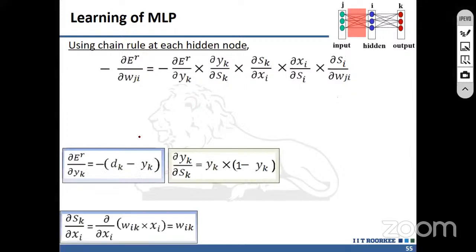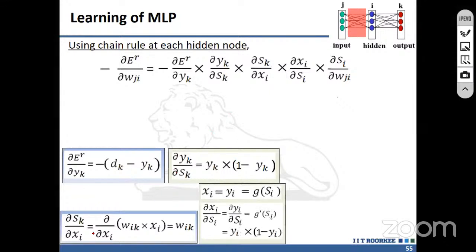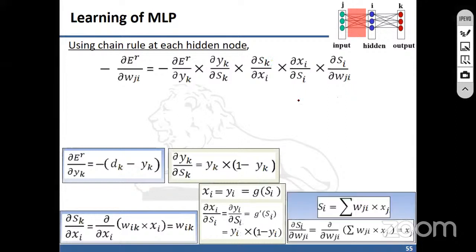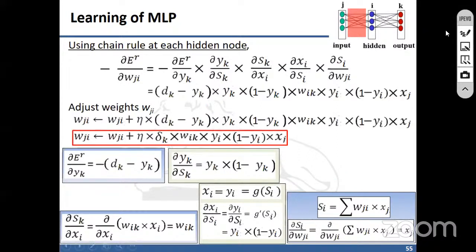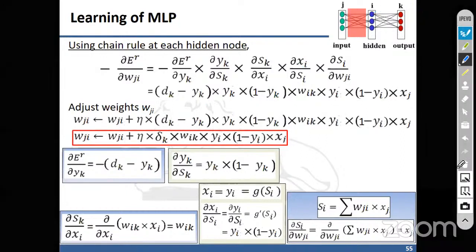Delta ek we have already seen, dky sk we have seen, sk by xi is this part, and then xi by si. So this comes as yi into 1 minus yi, and del s by del wij comes as this one. Simple. So at the end, this formula comes in a very simple way. This is delta wij: the old value plus eta into del k into wyk, yi into 1 minus yi into xj.